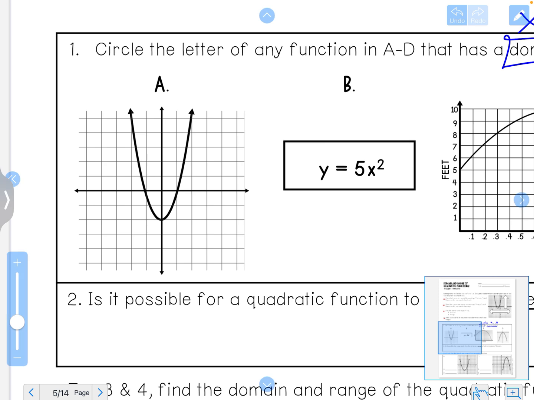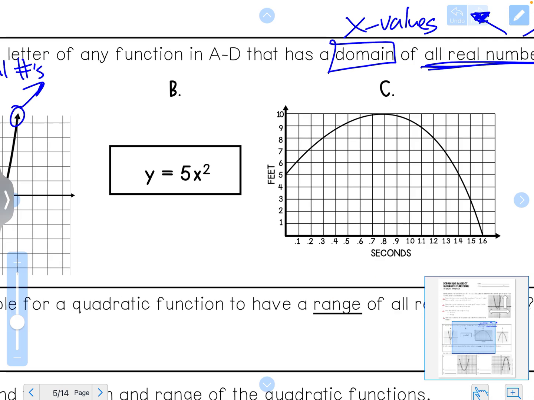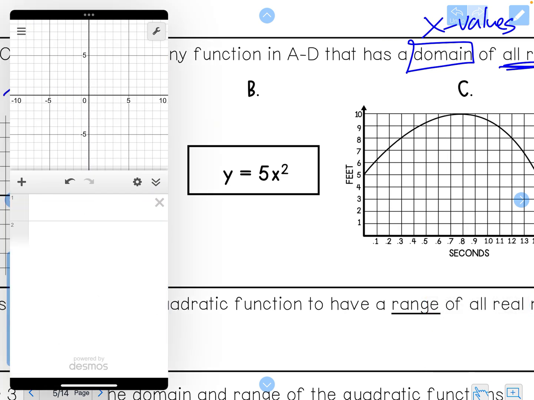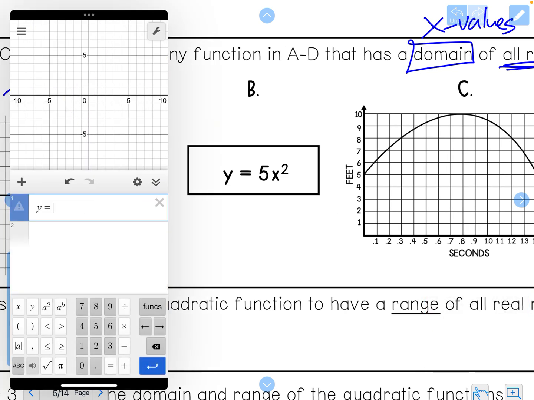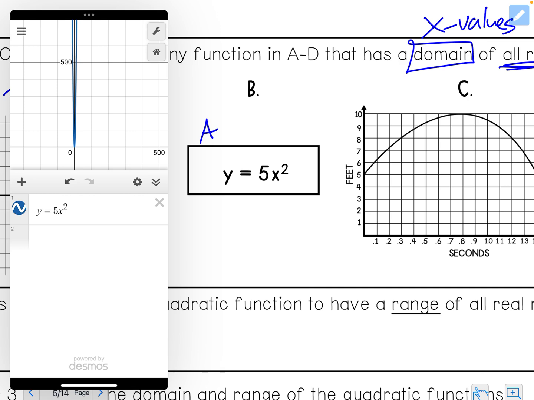So if we look at A, we've got arrows going to the left, we've got an arrow going to the right, so our domain is going to be all real numbers. If we look at B, we can graph this real quick in Desmos. Y equals 5x squared. And if we zoom out in Desmos, it's just going to keep going forever and ever and ever, which is our all real numbers.